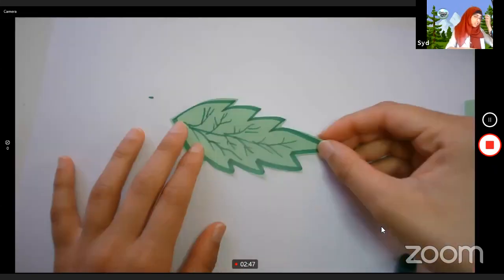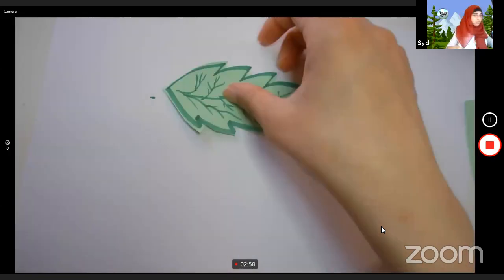I'm going to stick down this leaf over here. So I'm going to grab some glue. There's my glue gone.